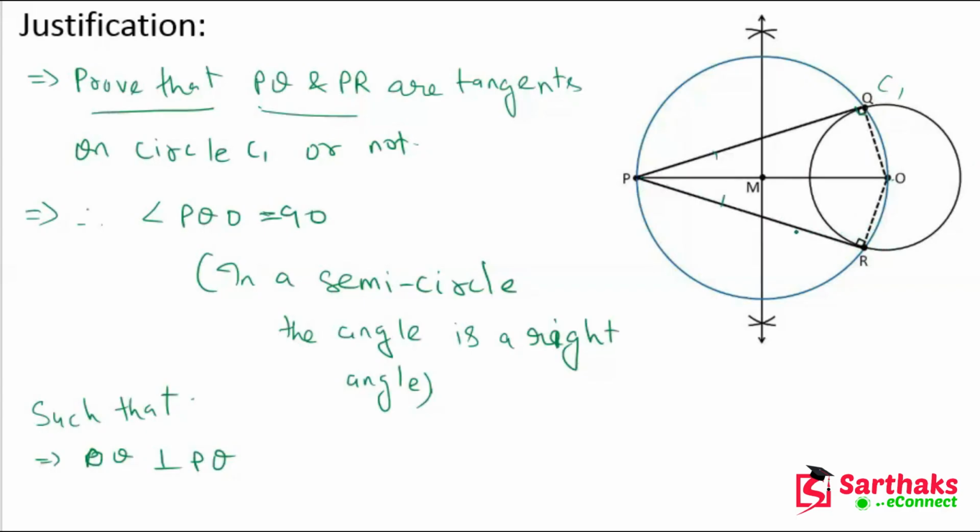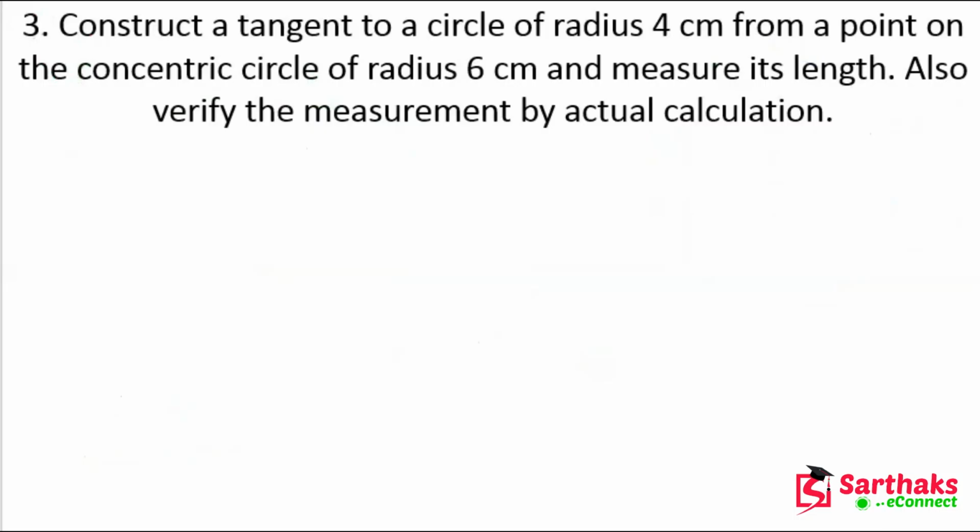So my dear friends, I hope you understand these things. Okay, so now let's move on. Question number 3 is: construct a tangent to a circle of radius 4 centimeter from a point on the concentric circle of radius 6 cm and measure its length. Also, verify the measurement by actual calculation.